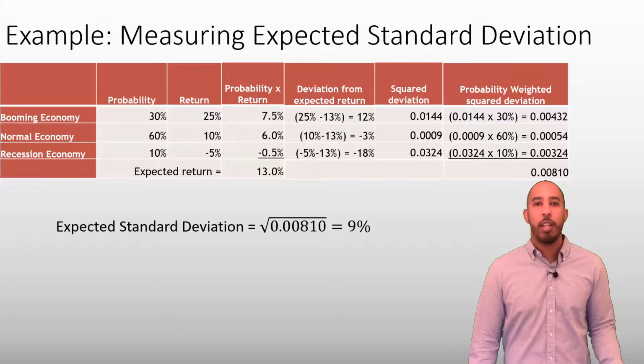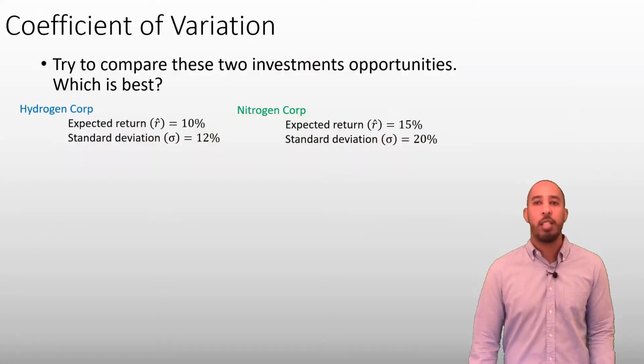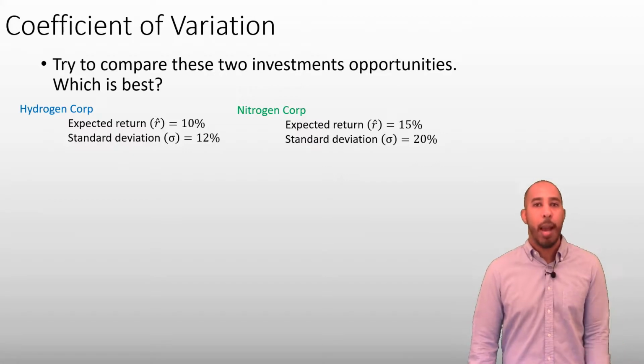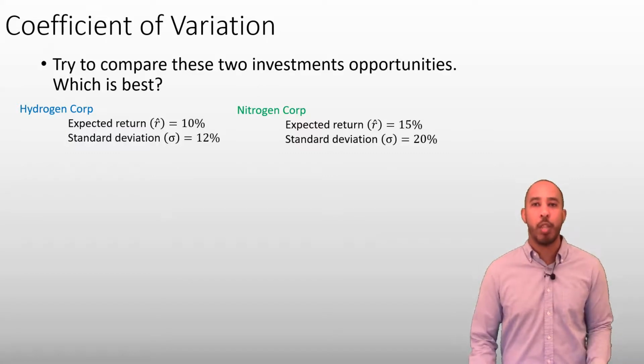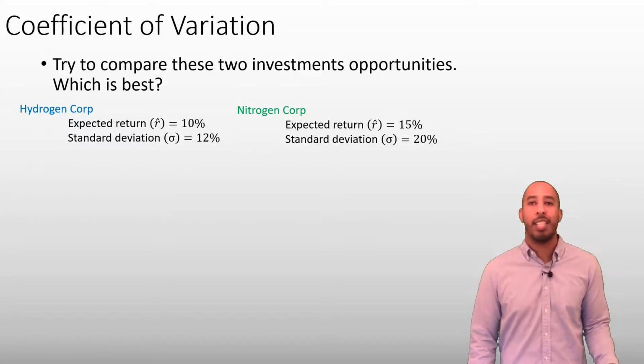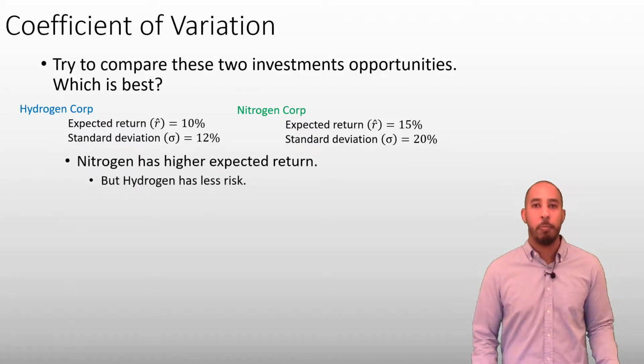The last thing I want to cover here is the concept of coefficient of variation. Its usefulness is best described with an example. Imagine trying to choose between 2 investments, Hydrogen Corp and Nitrogen Corp, and your objective is to maximize return while minimizing risk. Which of these 2 should you choose? Looking at the statistics, there's not a clear choice. Nitrogen has a higher expected return, so it's better in that dimension, but it also has more risk, so it's worse in that regard. So how can we make this comparison work?